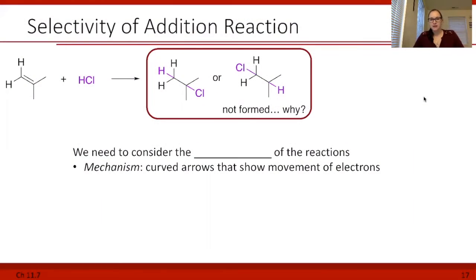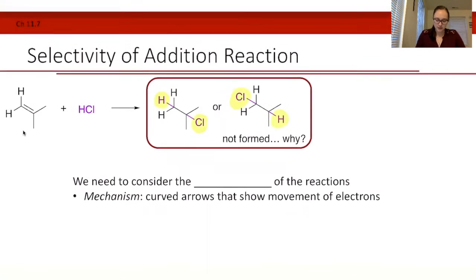Okay, so in our addition reactions, specifically hydration and hydrohalogenation reactions, we see selectivity. For example, if we take this alkene here and do a hydrohalogenation reaction, we could potentially have two products. One where the hydrogen is added to the same side as the rest of the hydrogens, and the chlorine is added to the side with fewer hydrogens, or the opposite.